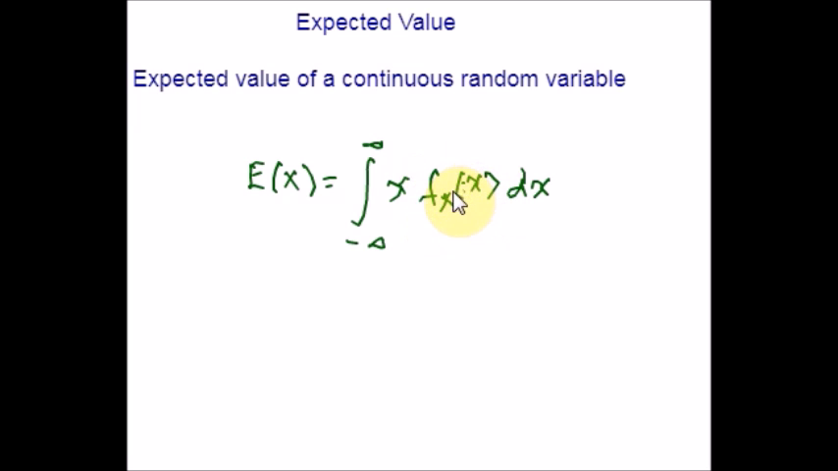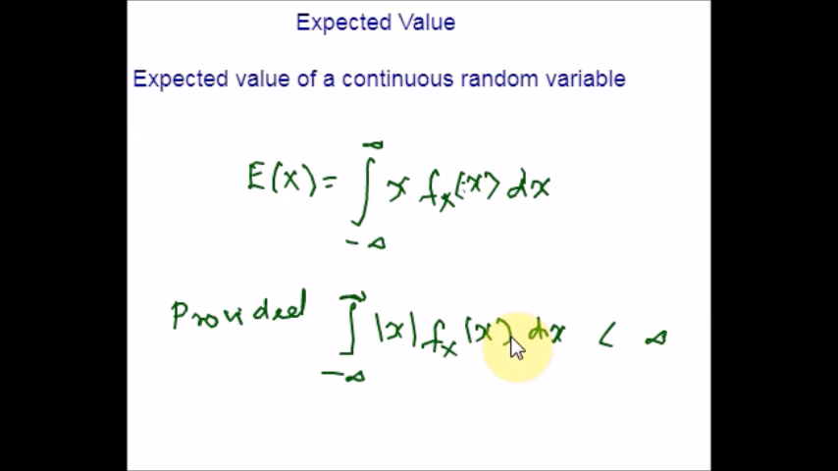of x dx, provided that, as in the previous case, the right side is less than infinity. There we used the term absolute summability. Here this is called absolute integrability. So this requirement should be satisfied. Roughly speaking, this integral is the limiting case of the formula for the expected value of the discrete random variable. Here p of x is replaced by f of x dx, the infinitesimal probability of x, and the summation sign is replaced by the integral sign.